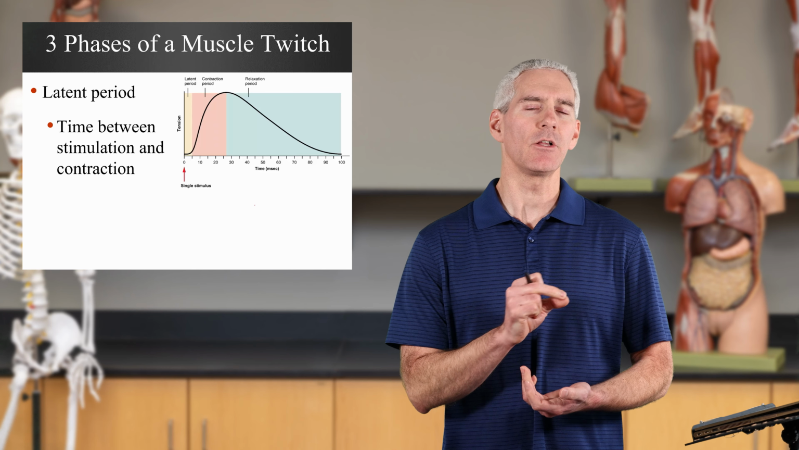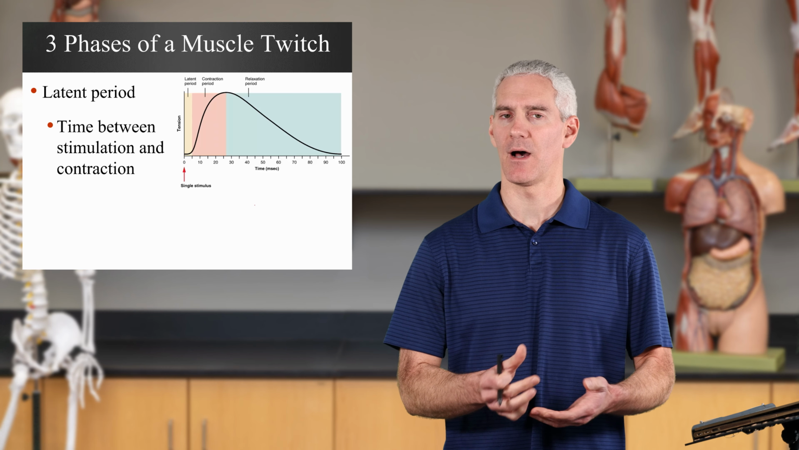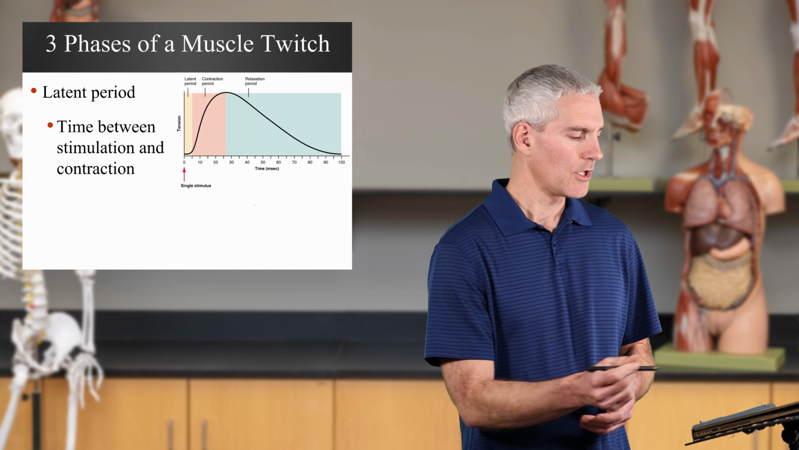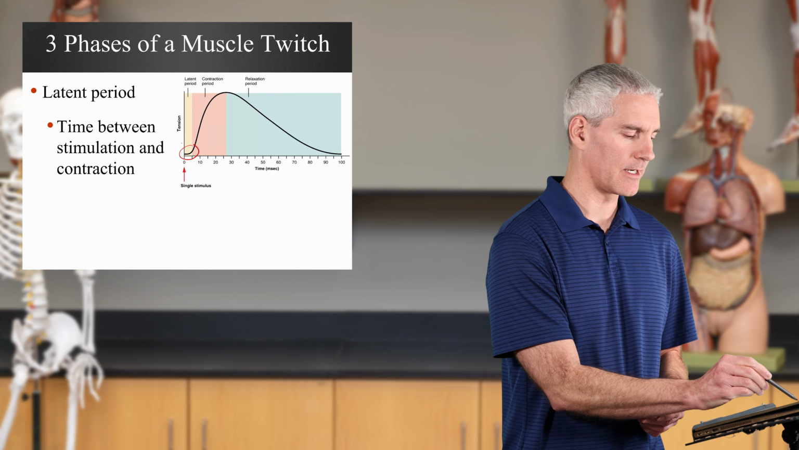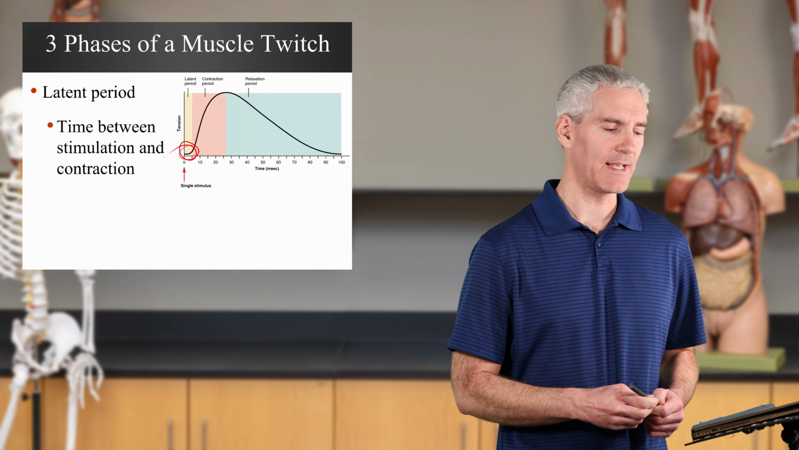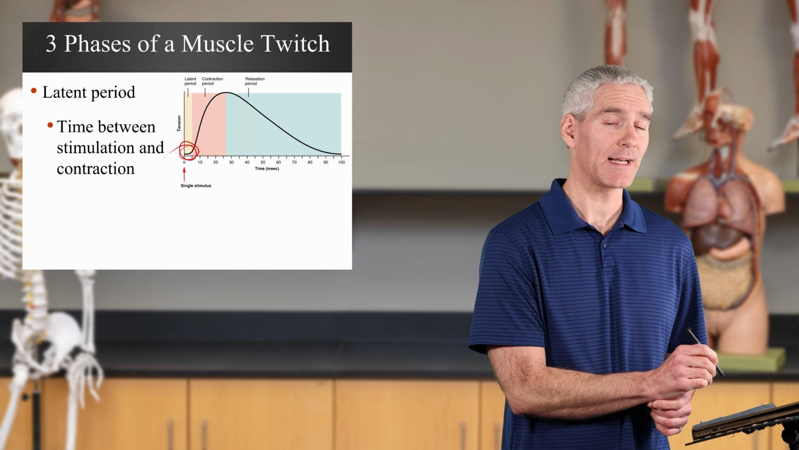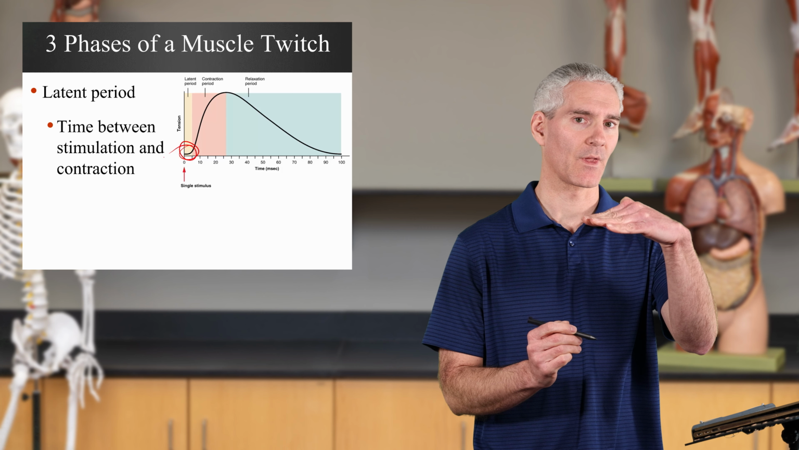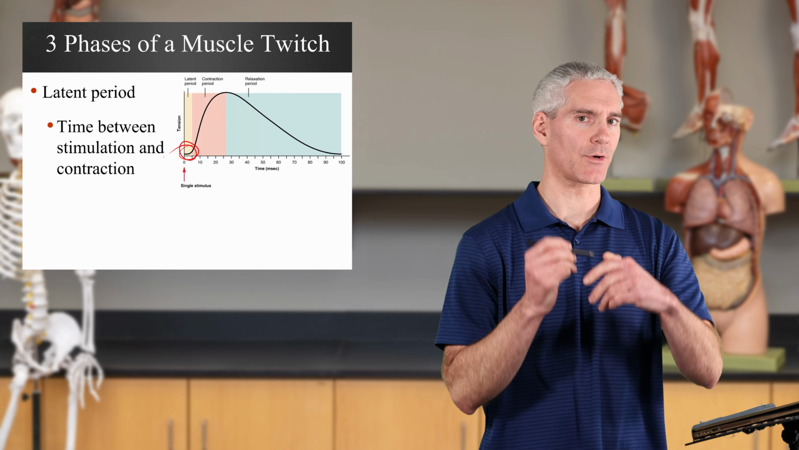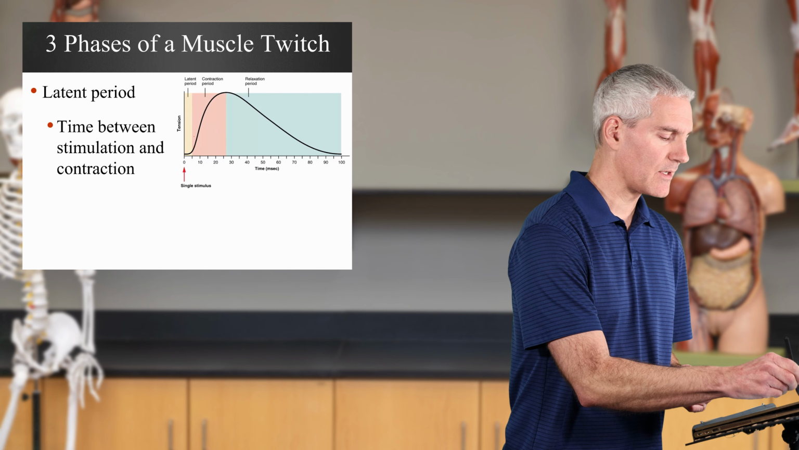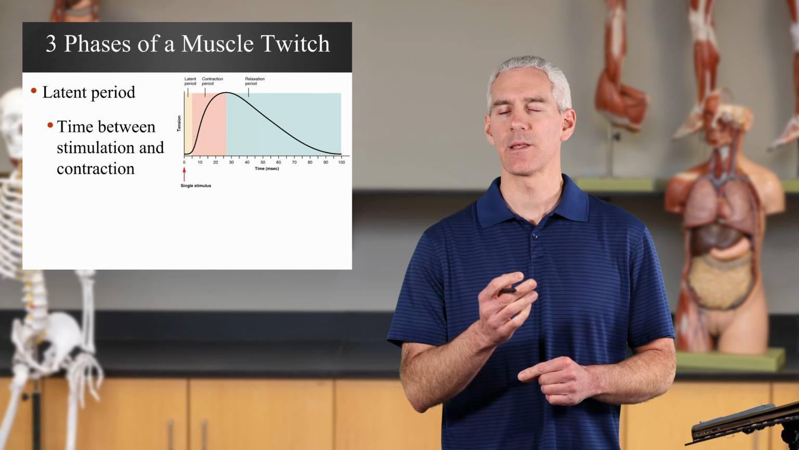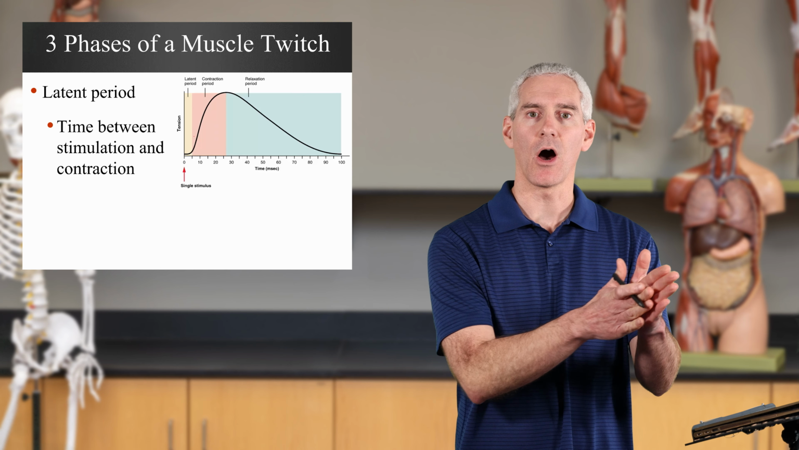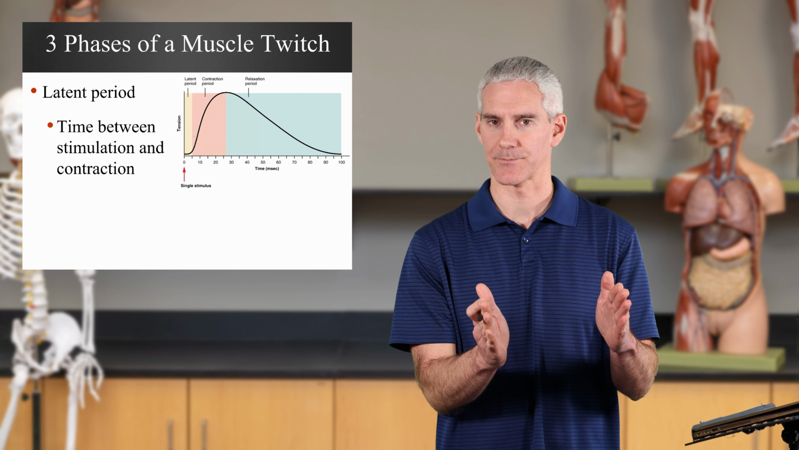Here's a single muscle twitch, and it's showing the myogram of a single muscle twitch. You have the initial phase in yellow over here. That initial phase, if you notice, hasn't generated any tension. It's flat. The tension hasn't started to increase yet. That's because the latent phase is the period from stimulation until the initial contraction.